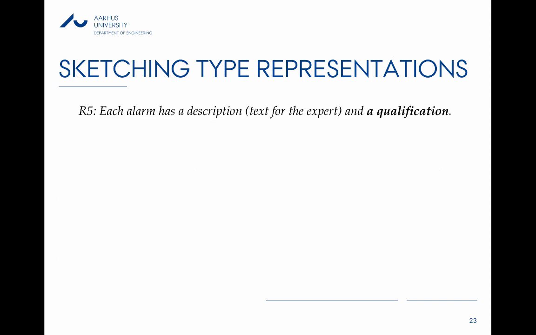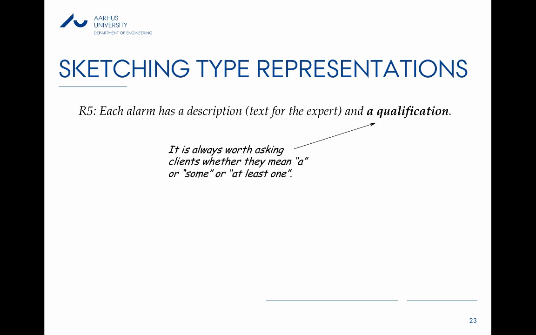So if we now move to R5, which said each alarm has a description, so a text for the expert, and a qualification. Now it's worth asking the customer, the user, if the client really means a, or some, or at least one. Each alarm has a qualification. Could you have more than one? Let's just assume that our client has told us that I need exactly one.